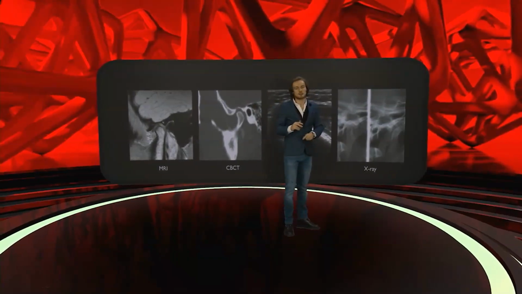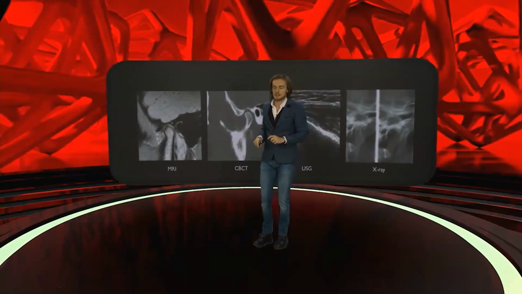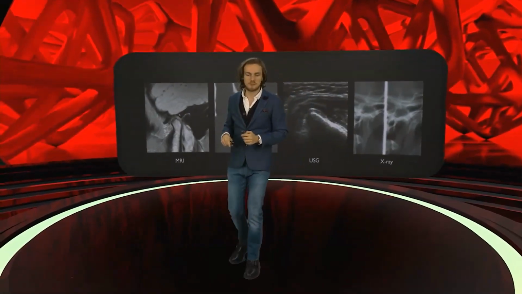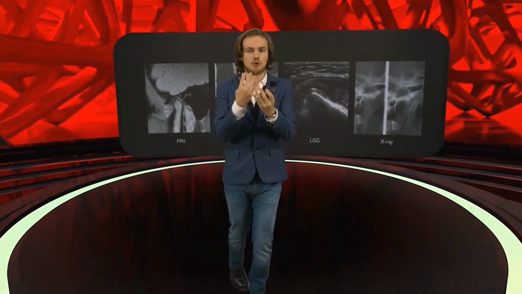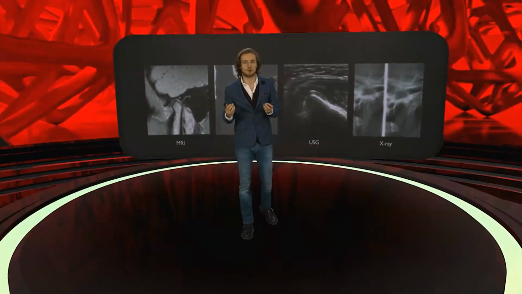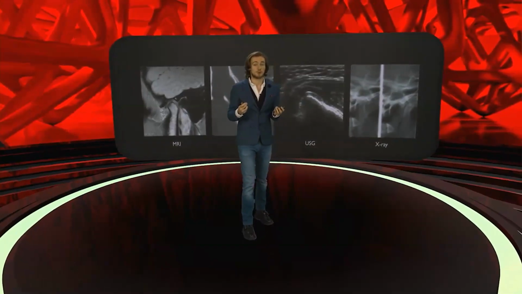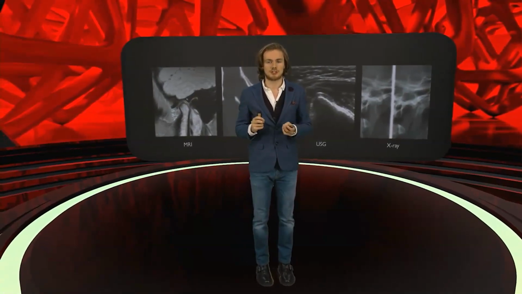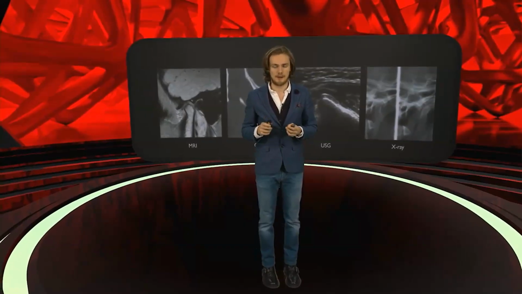And we've also got plain 2D pictures that sometimes can make you really confused, because we've got some overlapping structures, and we don't really know what's the real position of the condyle. We don't really know if there is a cortical bone, not to mention the disc. So let's start talking about imaging.